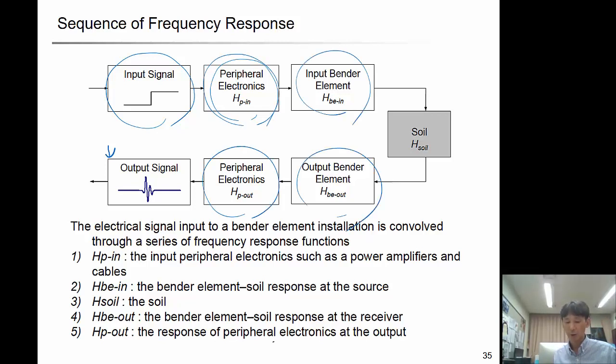So it would be quite complex to consider and remove all these effects. It's recommended to have minimal electronics in your measurement system, and you have to always verify your system, whether it gives you reliable measurements.